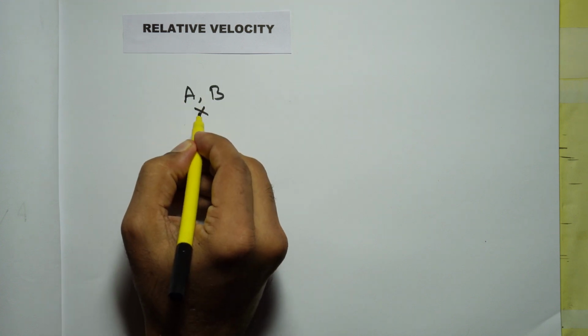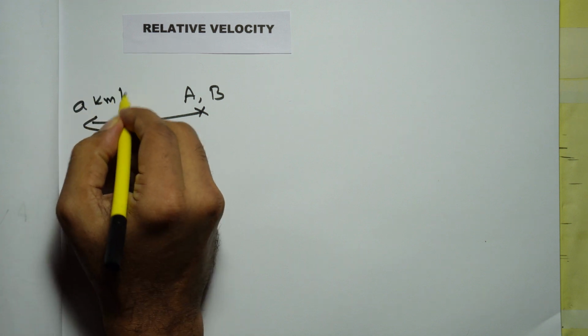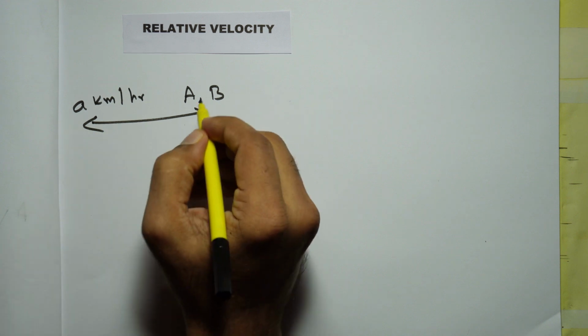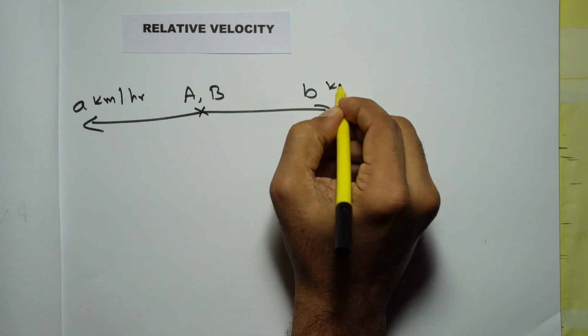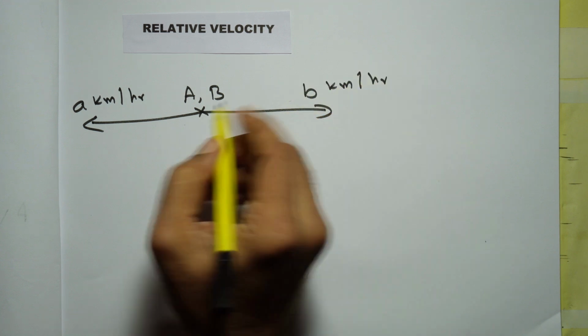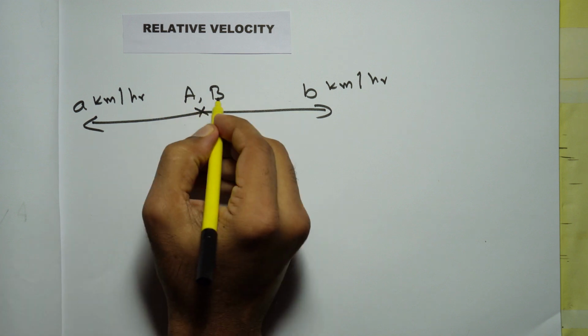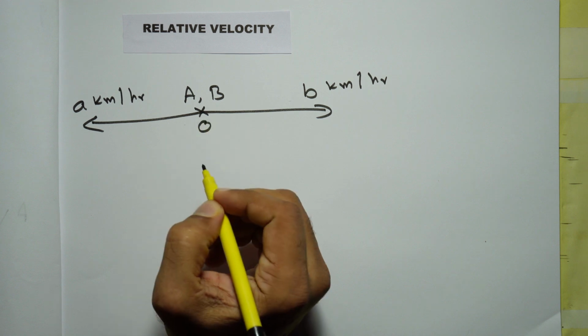Now person A is moving in this direction at A kilometers per hour. So A is moving in this direction, A speed is A kilometers per hour, and B is moving in this direction and his speed is B kilometers per hour. Initially they are both here. So what is the relative velocity between A and B? So initially they are both here, so distance between them is 0.